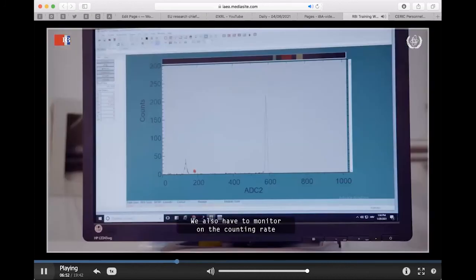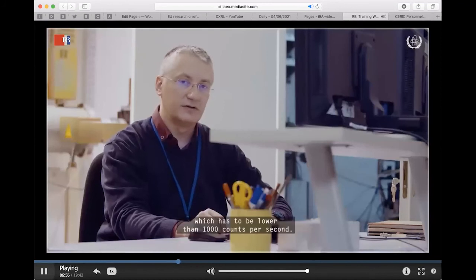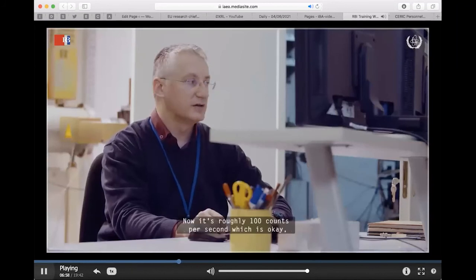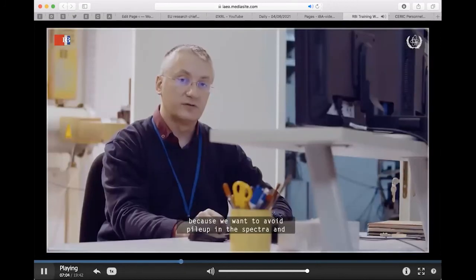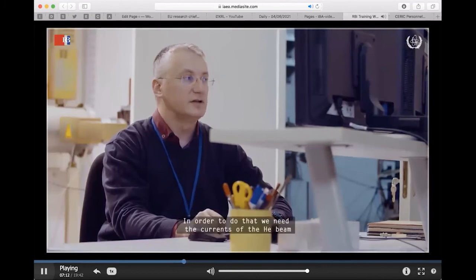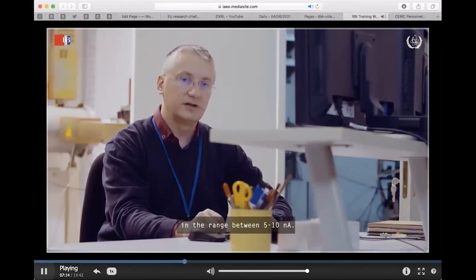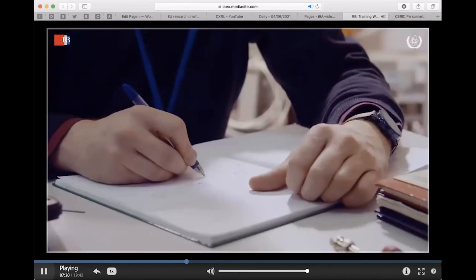We also have to monitor the counting rate, which has to be lower than 1000 counts per second. Now it's roughly 100 counts per second, which is okay, because we want to avoid pile-up in the spectra, and also we want to avoid sample damage. In order to do that, we need currents of the helium beam in the range between 5 and 10 nanoamps. It depends on the sample composition and thickness.